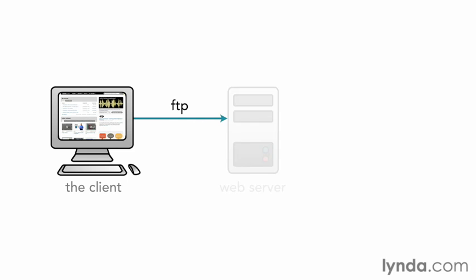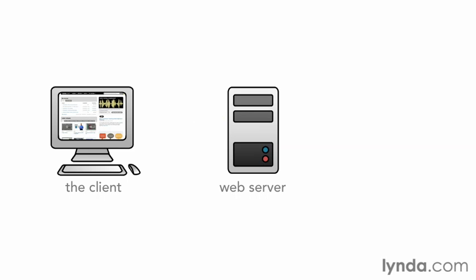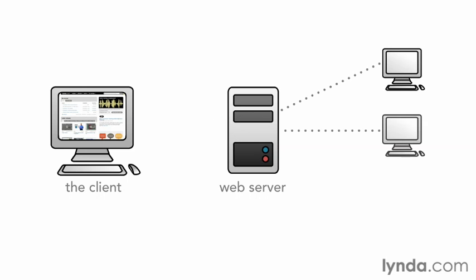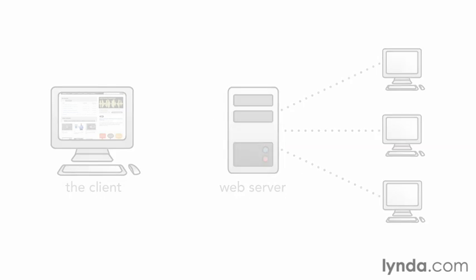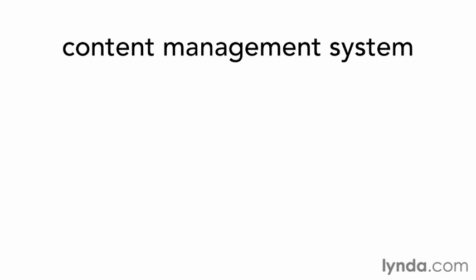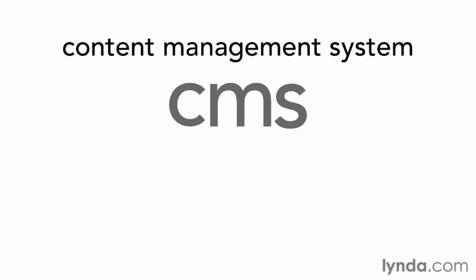You create the web pages on your computer, the client, and you send a copy of those pages to the web server via FTP. All the web server does is store those pages and send out copies as requested. A content management system, or CMS, is very different than a static site. A CMS is a web application, software that runs on the web server instead of running on the client.